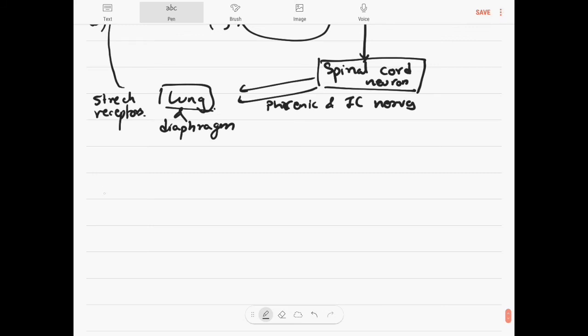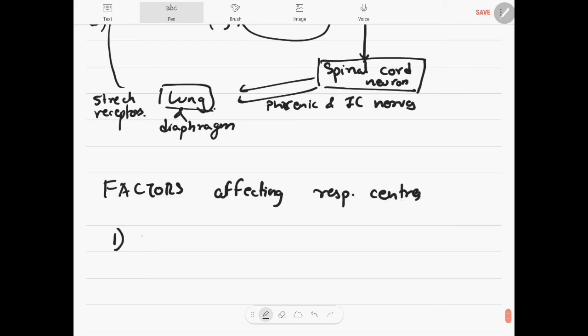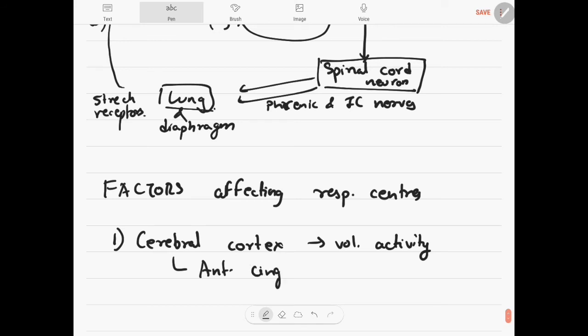Now, factors affecting the respiratory centers. First is the cerebral cortex. This is initially for voluntary activity. Certain areas, such as the anterior cingulate gyrus, when stimulated, will lead to depression or inhibition of respiration.